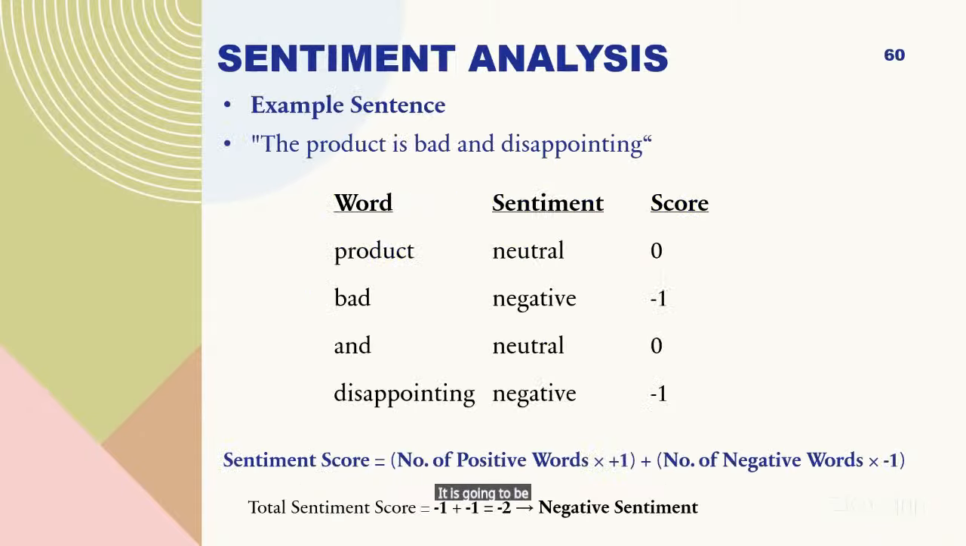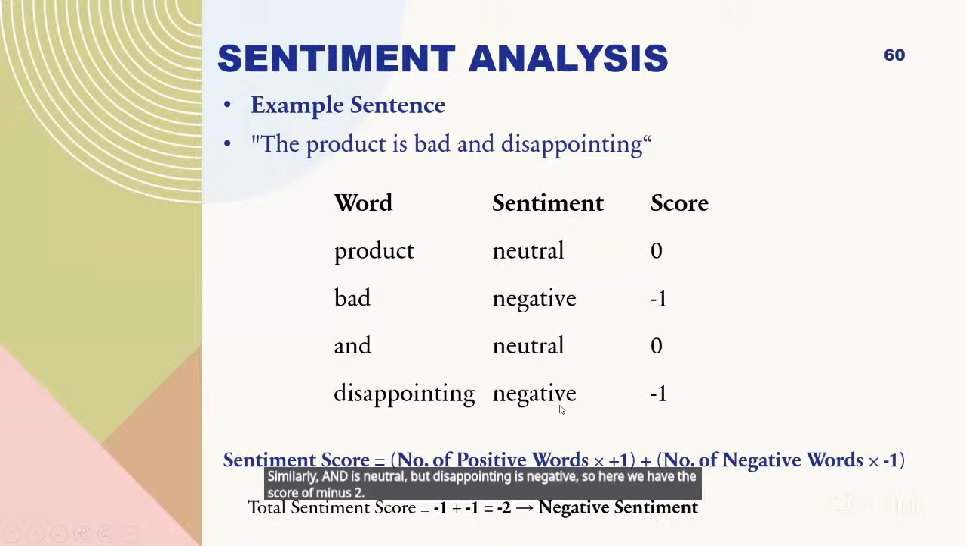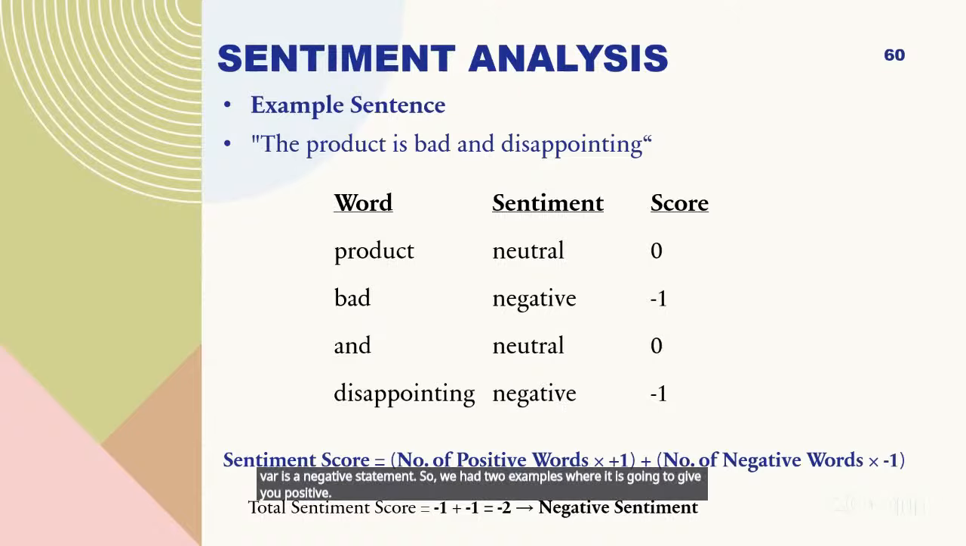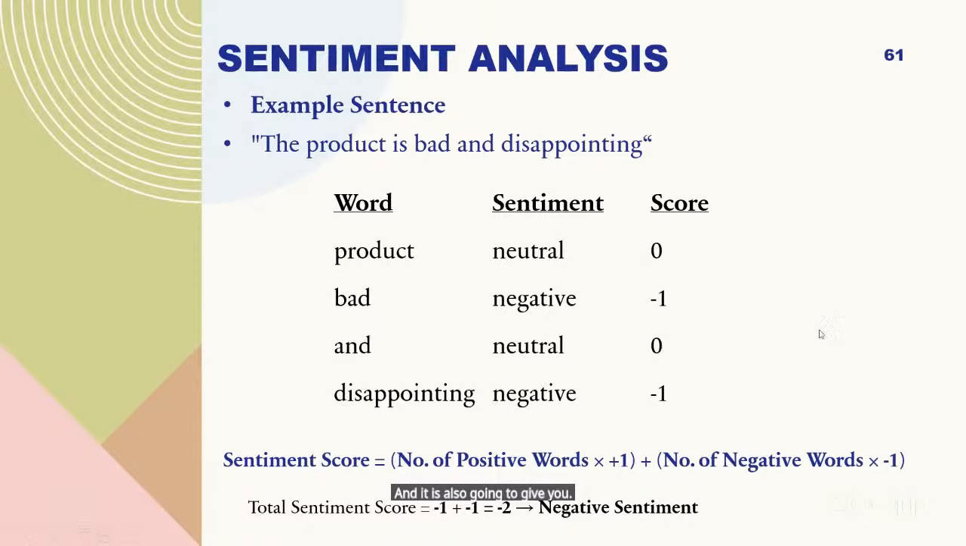You can see here, the product is neutral and bad is negative. Similarly, and is neutral, but disappointing is negative. So here we have the score of -2, where it is a negative statement. So we had two examples where it gives you a positive and also a negative sentiment analysis.